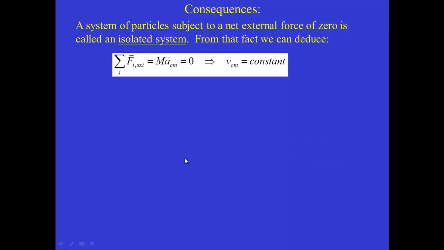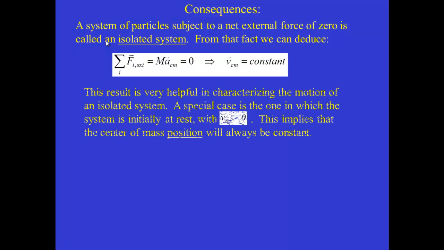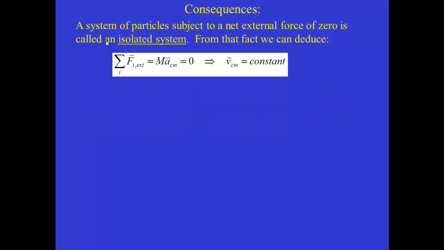So what we can deduce from this fact is that if we have an isolated system, now my baseball bat flying through the air is acted upon by the Earth, and so there is an external force acting on that baseball bat.